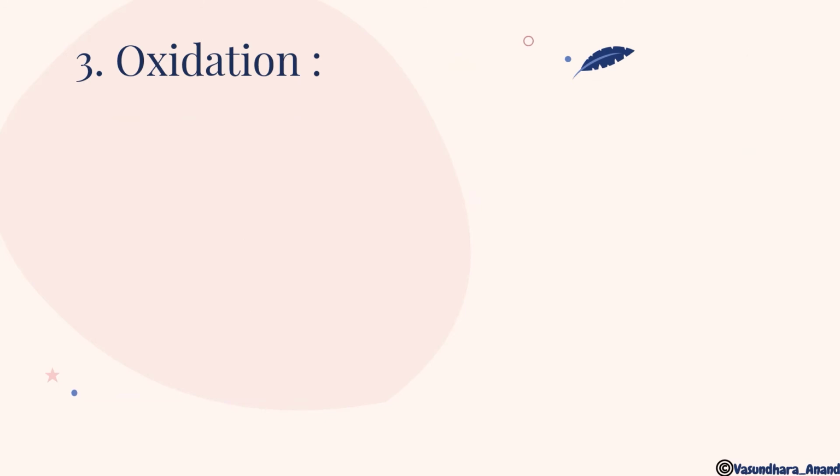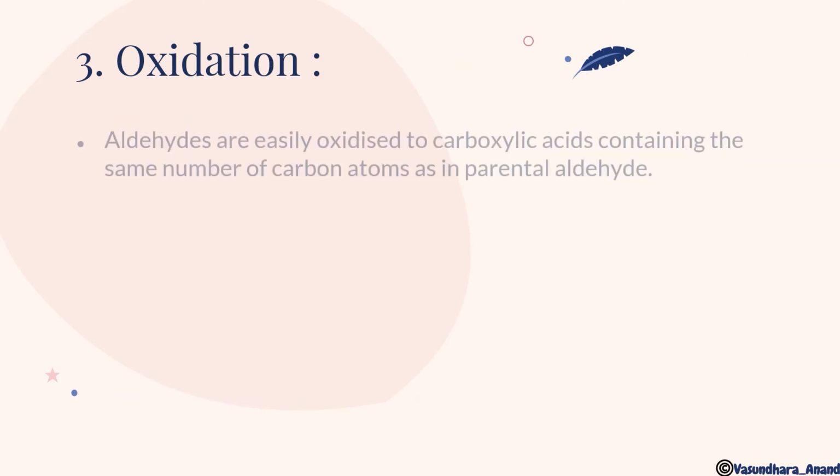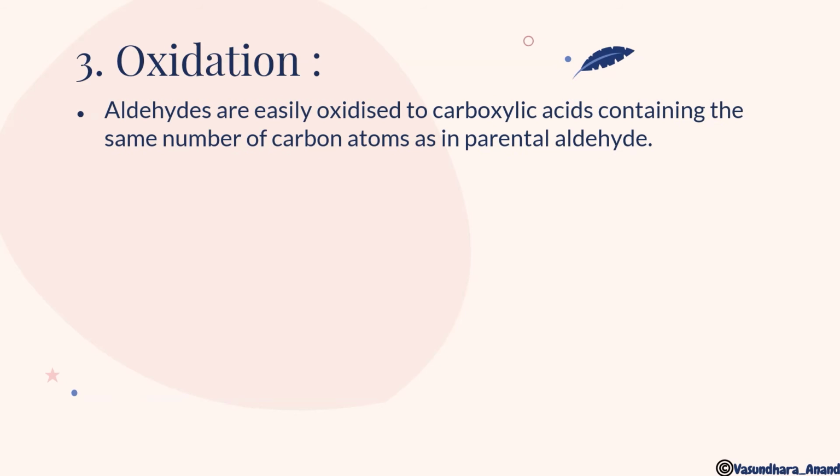Now the third type of reaction is oxidation. So aldehydes are easily oxidized to carboxylic acid containing the same number of carbon atoms as in the parent aldehyde. That means on oxidation, only the functional group will change from CHO to COOH. There will be no change in the number of carbon atoms, and any oxidizing agent we can use. So even mild will work, strong will also work.